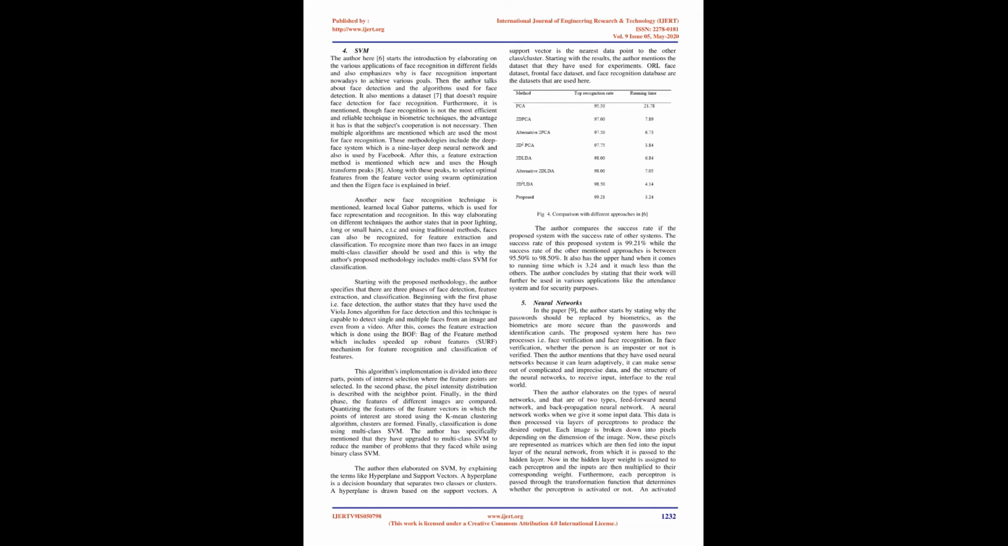After this comes the feature extraction, which is done using the BOF, bag of features method, which includes the speeded up robust features, SURF, mechanism for feature recognition and classification of features. This algorithm's implementation is divided into 3 parts. In points of interest selection, the feature points are selected. In the second phase, the pixel intensity distribution is described with the neighbor point. Finally, in the third phase, the features of different images are compared.